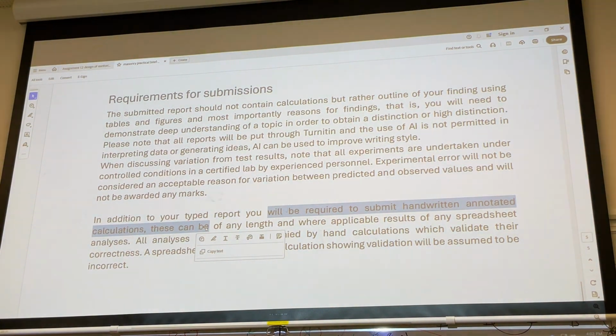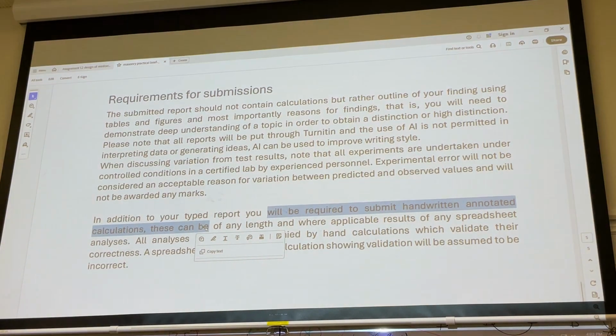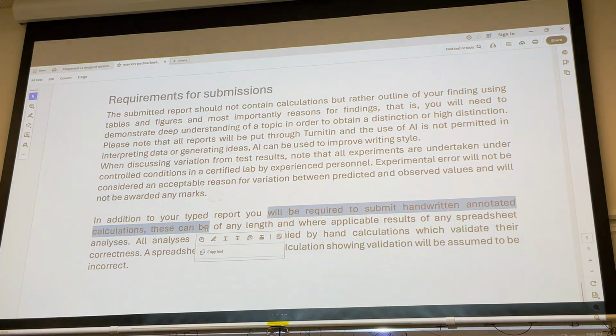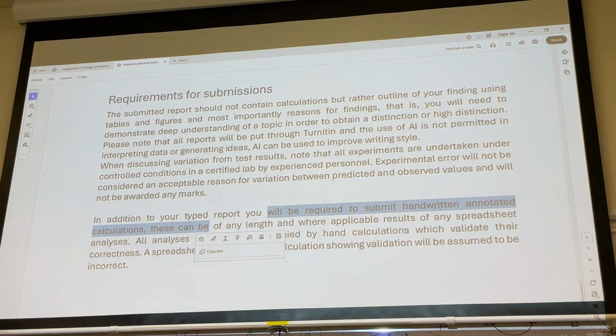Okay, so if you use the spreadsheet, guys, you know the rule for the spreadsheet. You need at least to show one of the calculations in detail. Don't put it in Copilot and generate everything. Don't do that.